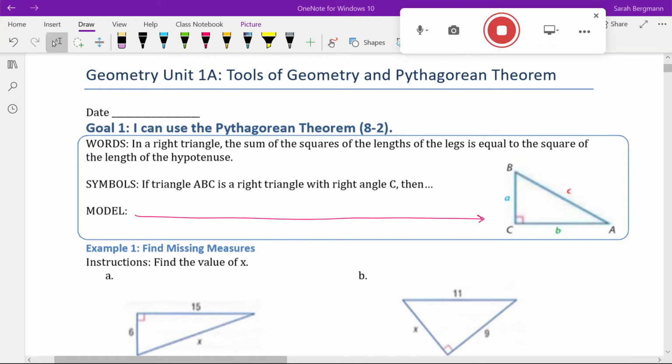If you'd like to follow along in your book, I will always put the chapter and section number next to the goal so that you're able to find it. So this is Chapter 8, Section 2.